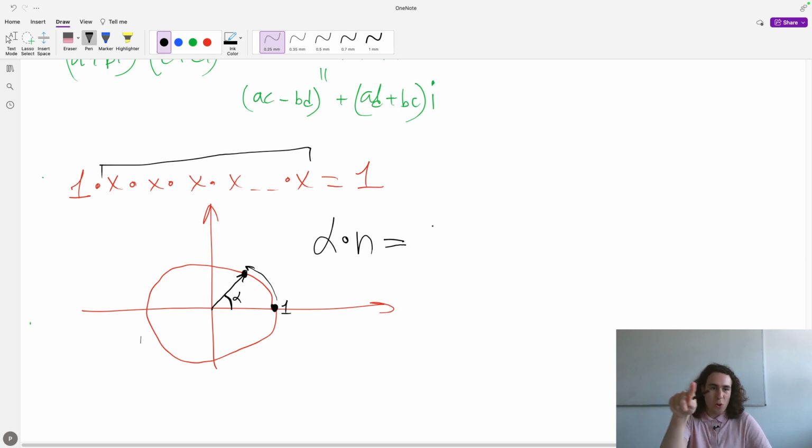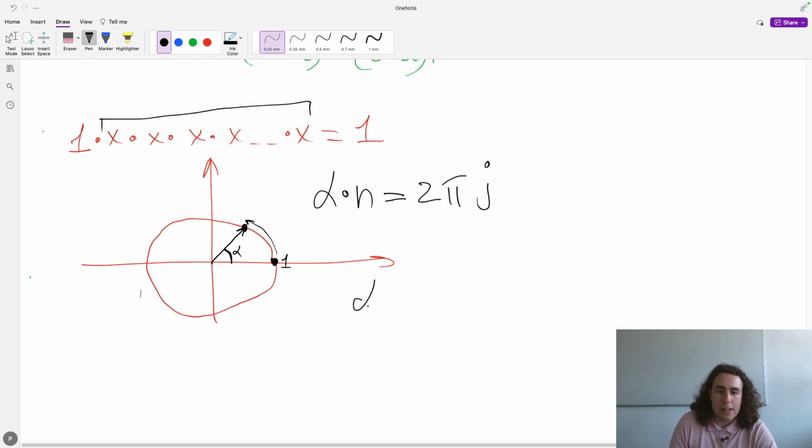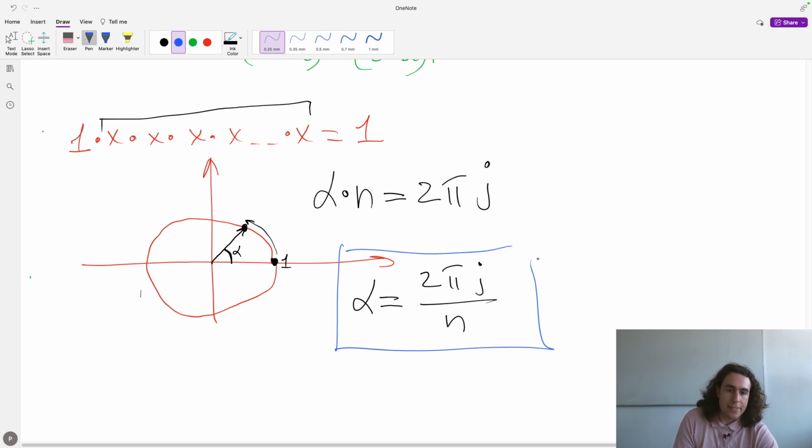I need to go back to 1, so the angle of rotation that does nothing is 0, 2 pi, 4 pi, and so on. So this should be of the form 2 pi times, let's say, j. So it means that my angle alpha should be 2 pi j over n, right? And this works for every value of j.